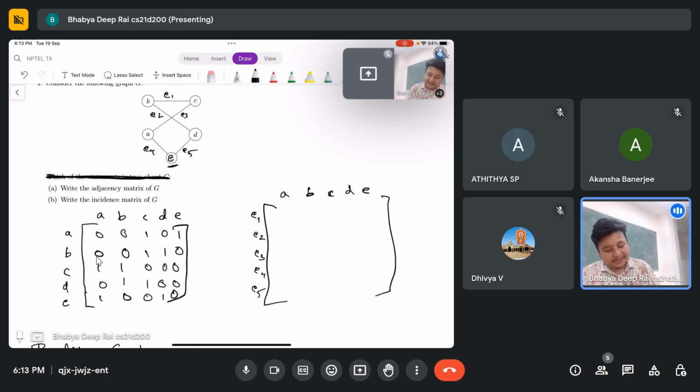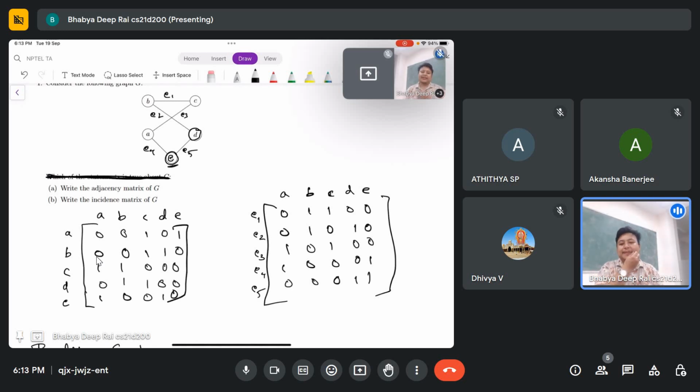E1 is connected to B and C. E2 is connected to B and D. E3 is connected to C and A. E4 is connected to A and E. And E5, the final one, is connected to D and E. So this is your answer. This is the answer for A, this is the answer for B. I hope this was clear.